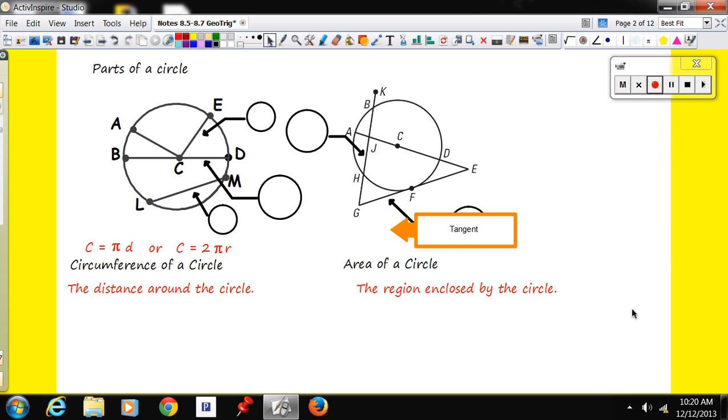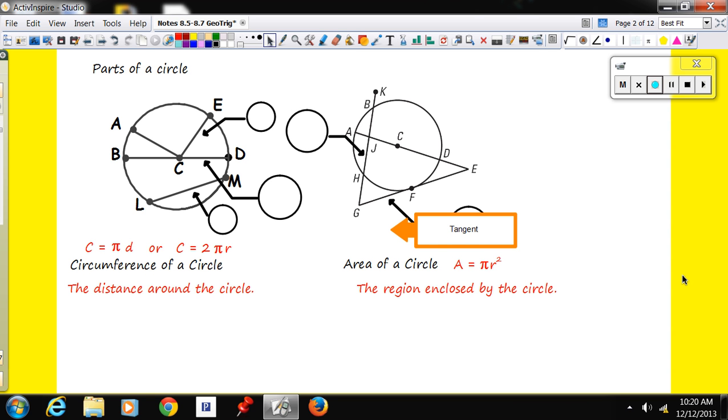Area of a circle is the region enclosed by the circle. So it's the inside part. Just the same thing for area of any shape. The area for any shape is always going to be the inner part of that shape. So the region inside would be called area. The formula for area is pi r squared.